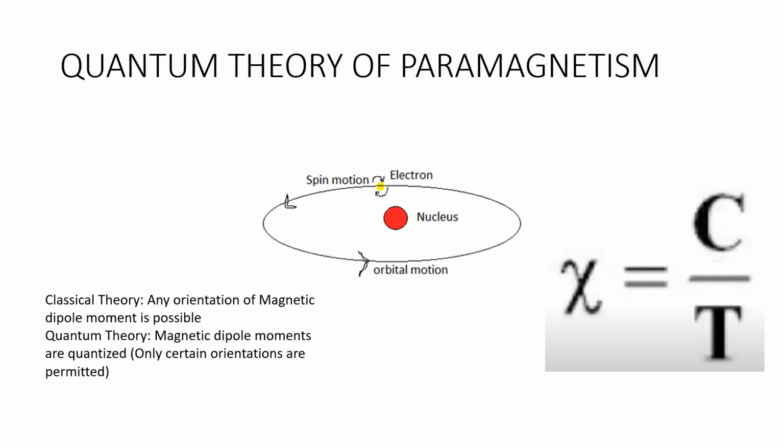The paramagnetic susceptibility, the paramagnetic property of a material, depends on temperature. As the temperature increases, the paramagnetic susceptibility decreases. The law showing this property is called Curie law. It says chi is equal to C over T, where chi is the susceptibility of the material, T is the temperature, and C is the Curie constant. We have to derive this expression using the quantum theory of paramagnetism. Let us see in detail about the quantum theory of paramagnetism.